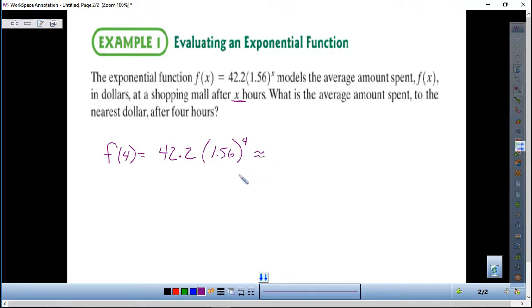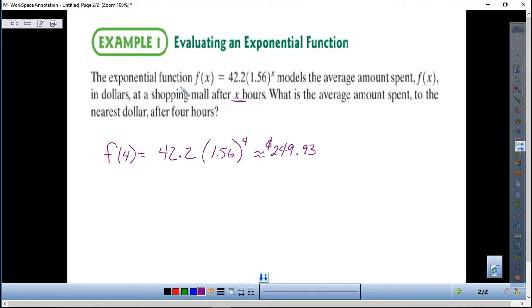All right, and then we're going to use a calculator, and we're going to get $249.925, so I'm going to round that up to $250.